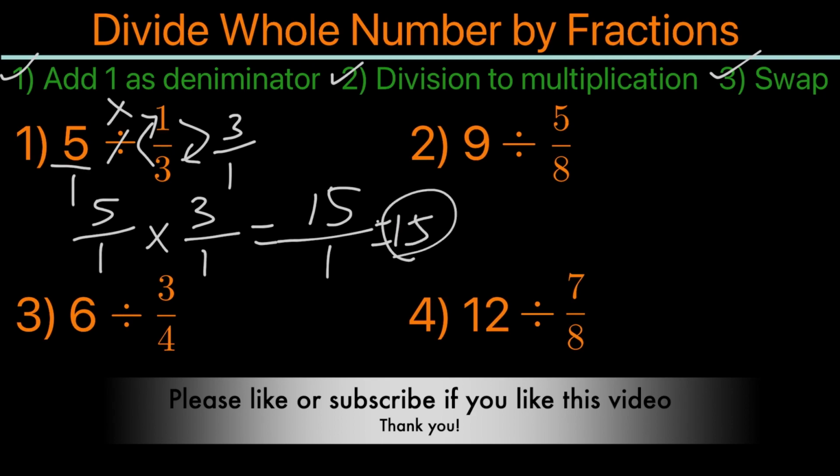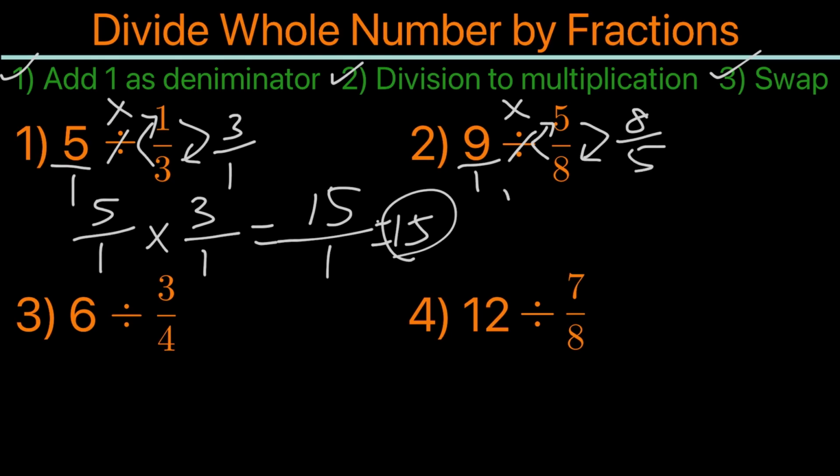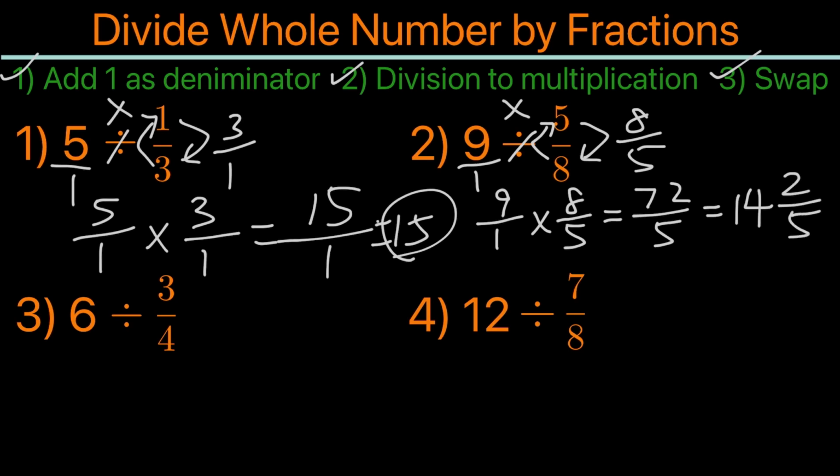Now let's try the second example of 9 divided by 5 over 8. Adding the 1 in the denominator, change division to multiplication, swapping the second fraction, rewriting. 9 times 8 is 72 over 5. And we can simplify this as it's an improper fraction. So 14 and 2/5. That would be the answer.